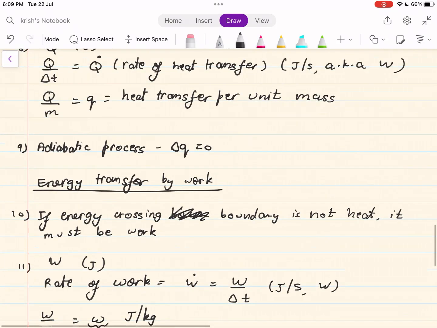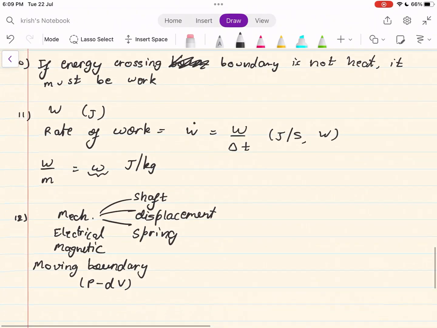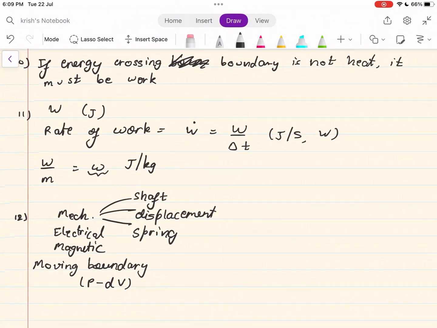So that's it for this lecture. After this, we'll be moving to the core of the chapter, known as PdV work, and after that we're going to look at the tutorial for this chapter.